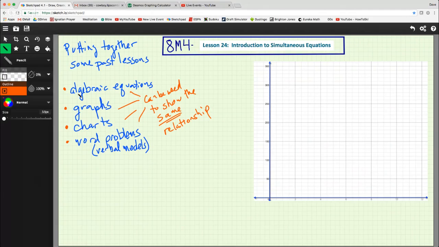So I can take an algebraic equation and I can make a graph out of it. I can take an algebraic equation and make a chart from it. I can make a word problem out of it. If I have a word problem, I can make a chart, a graph, an algebraic equation out of it. I can go between any of these four things. So let's just get rid of this little orange thing, and I'm going to show you a crystal clear example of what I am talking about.